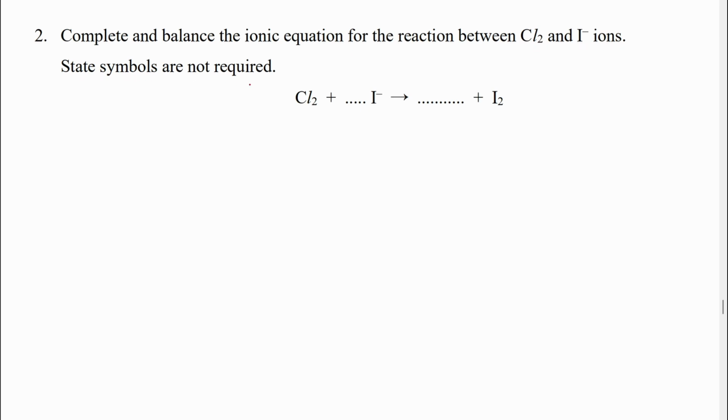Next question. Complete and balance the ionic equation for the reaction between Cl2 and I- ions. State symbols are not required. Okay, how to balance this ionic equation? So it is from atoms wanting to become ions in here, and from ions wanting to become atoms in here. Okay, let's start with I2. So I have I2 in here, but at the left side, I still have one I. So how many should I put in here? What is the coefficient? I will put 2 in front of I-.